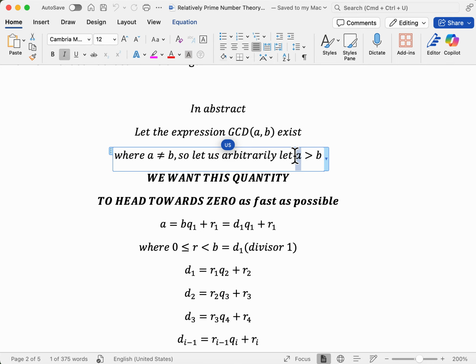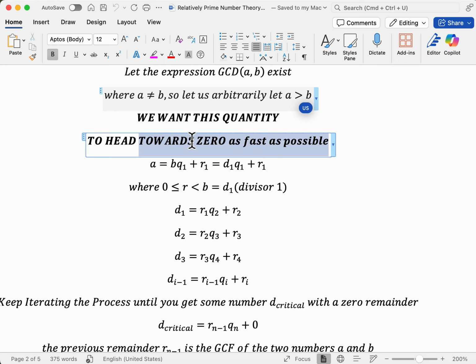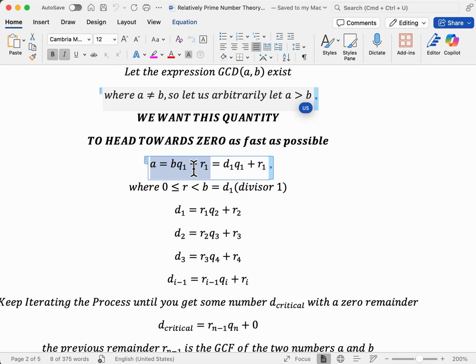Think of a big giant pizza pie. And b is the divisor. Think of how many slices of pizza you're chopping out. And in this algorithm, with the freedom for us to choose whatever our quotients could be, we want this quantity to head to 0 as fast as possible. So by the division algorithm, let a equals b q1 plus r1.